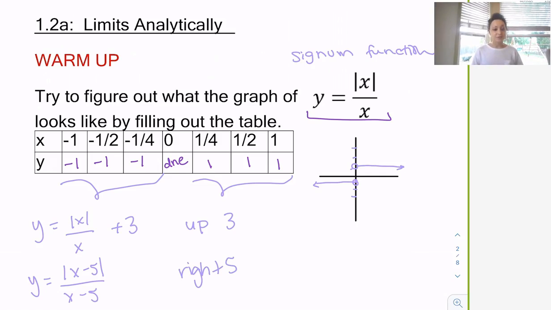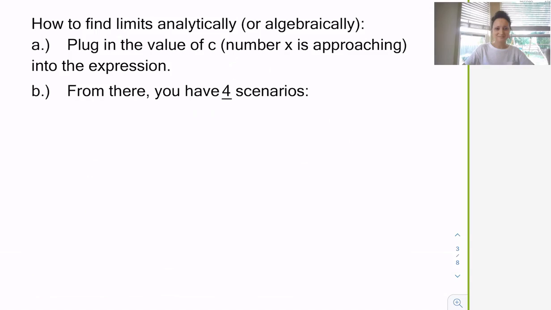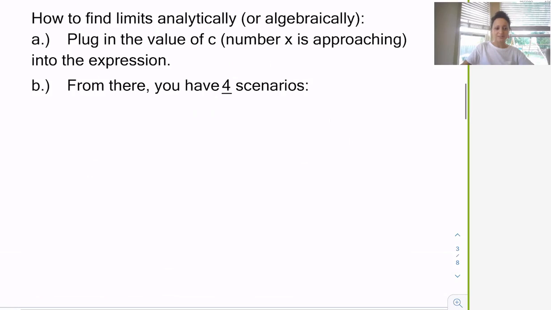Okay, go ahead and pause your screen if you don't have everything written down that I do, because we are going to come back to this in just a moment. All right, so we're going to look at how to find limits analytically or algebraically. I'm going to force a pause on your screen. I'd like for you to copy my screen and go ahead and hit continue when you're ready to continue with me.